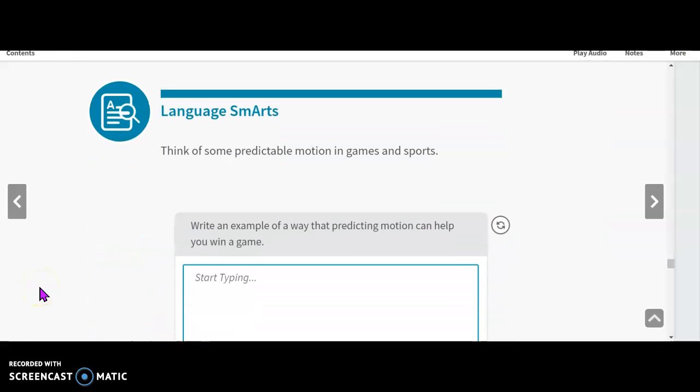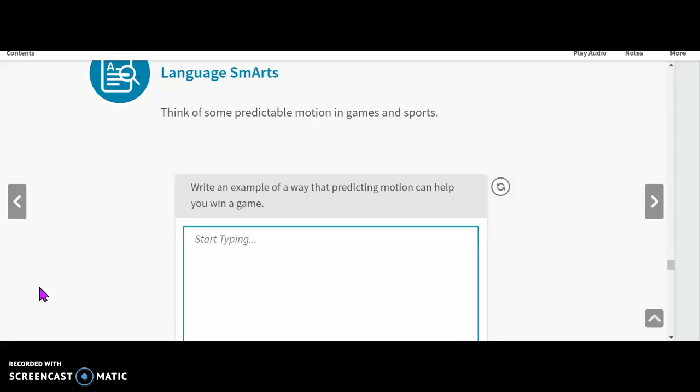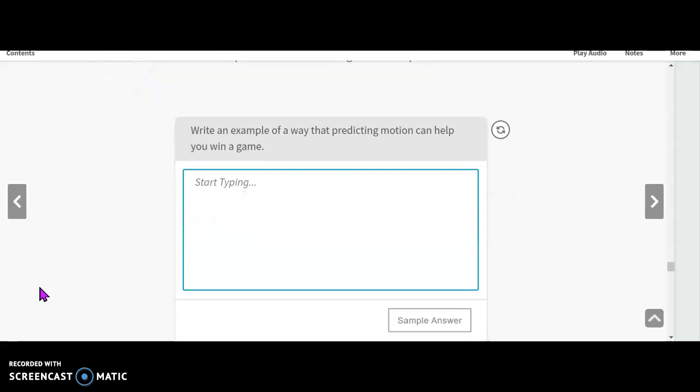The last one on page 165 is think of some predictable motion in games and sports. Write an example of a way that predicting motion can help you win a game. So pretend you're playing a game of soccer or a game of basketball. Why would it be important to make a prediction of what the other player is going to do next? How would that help you win a game? Pause the video and answer that question, please.